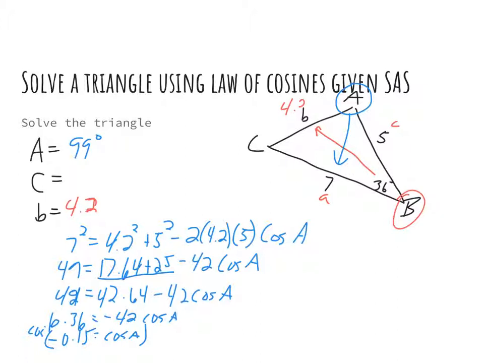And finally, for angle C, I already know two of the angles of the triangle, so I can add those two angles up and subtract it from 180. So I'm going to take 180 minus 135, and that's going to get me a 45 degree angle for angle C.